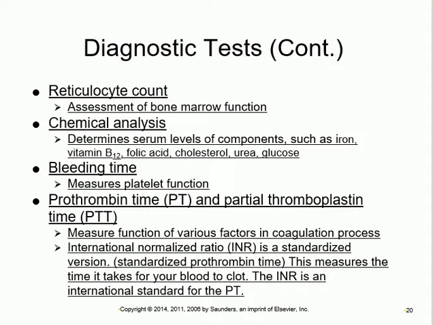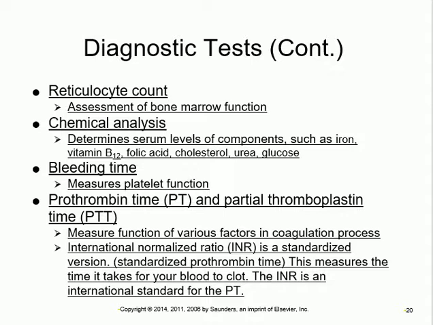Chemical analysis, you can check the amount of vitamin B12 and folic acid, which are needed. You can tell how much iron you have, and so on, which are all the things needed to make blood. Bleeding time, prothrombin and partial thromboplastin, this is very important to know. They measure different things. You have to know this, okay?